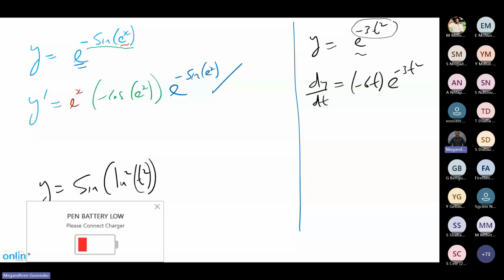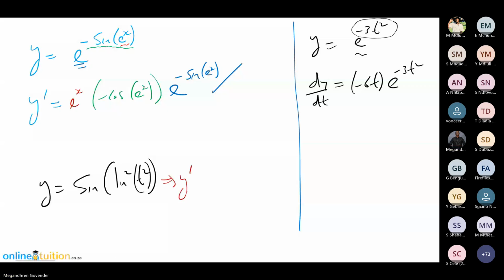Anyone wants to give me an answer? What is the innermost function? It's t squared, right? That's 2t. So you differentiate t squared, and you get 2t.